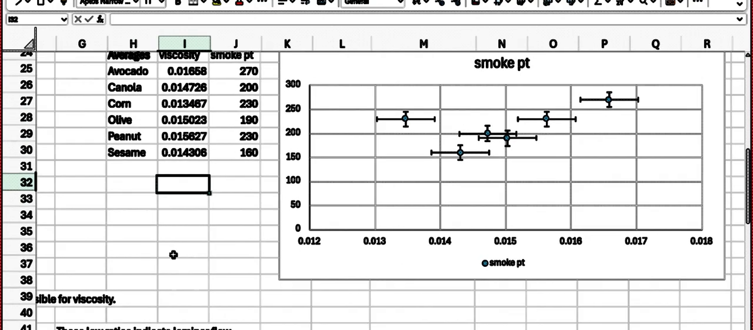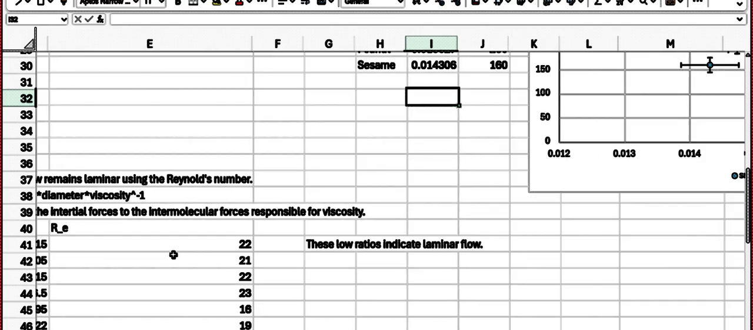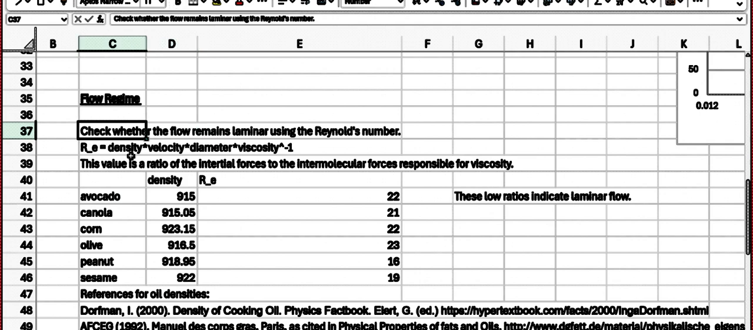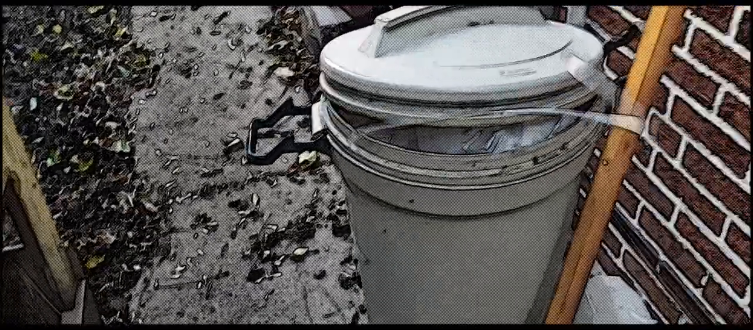Now, a quick check of the Reynolds equation. Yep, looks like we have good laminar flow, way less than 200. Now we're done. Let's take apart our viscometer. This goes in here. Throw this away.